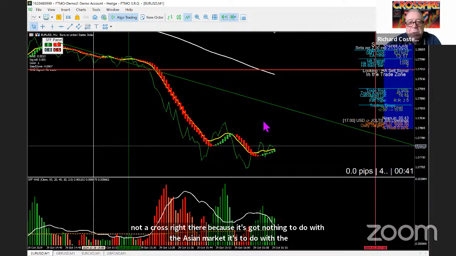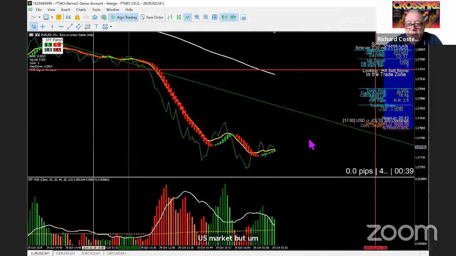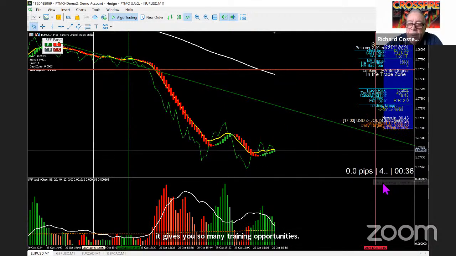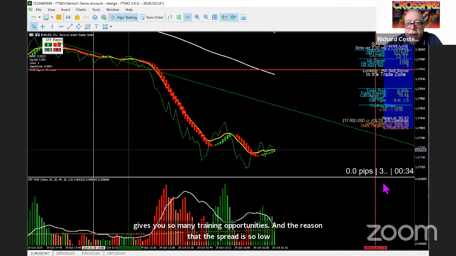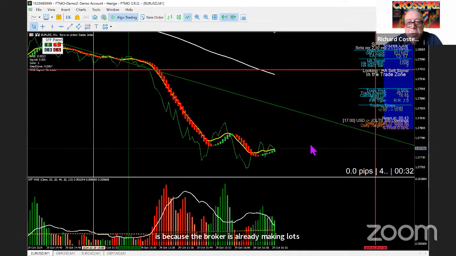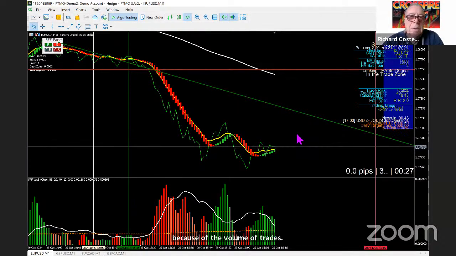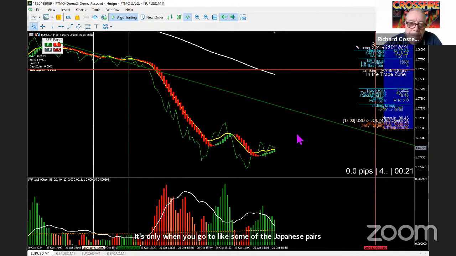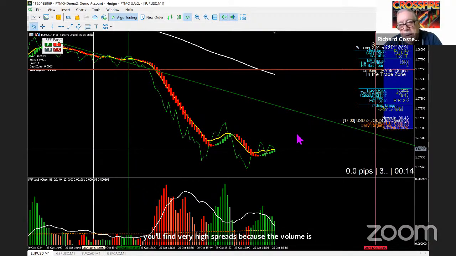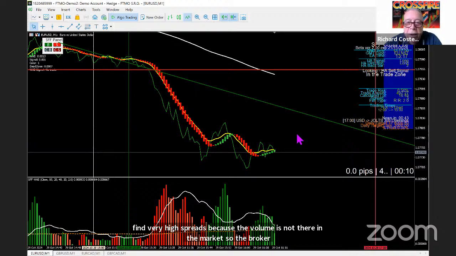But it gives you so many trading opportunities, and the reason that the spread is so low is because the broker is already making lots of profit on Euro US because of the volume of trades. It's only when you go to some of the Japanese pairs during our UK night time, you'll find very high spreads because the volume is not there in the market. So the broker is a bit more greedy and takes a lot more off each individual trade.